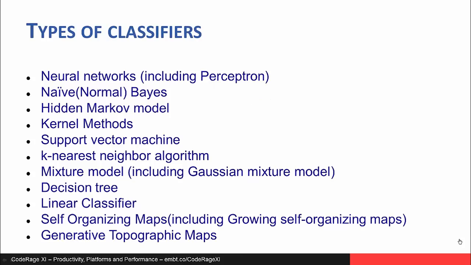There are many different types of classifiers: neural networks, including perceptron, naive Bayes, normal Bayes, hidden Markov model, kernel methods, support vector machine, k-nearest neighbor algorithm, mixture model, including Gaussian mixture model, decision tree, linear classifier, self-organizing maps, generative topographic maps, and many others.